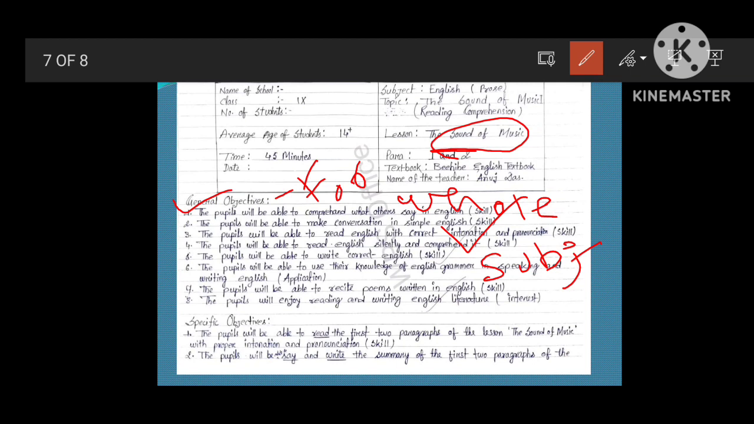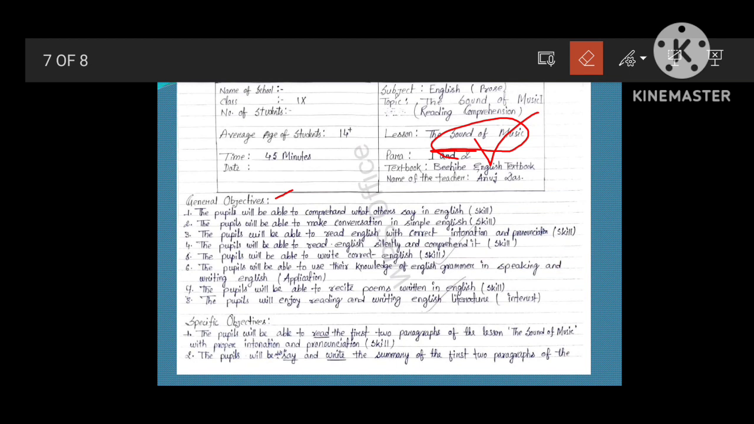So with that kind of general application of our knowledge, we will develop a general kind of understanding. That's why these objectives are the primary objectives and are called general objectives. Now we are concentrating on The Sound of Music, so we are not concentrating on poems, prose, etc. Here you can see we'll be able to comprehend in general objectives.